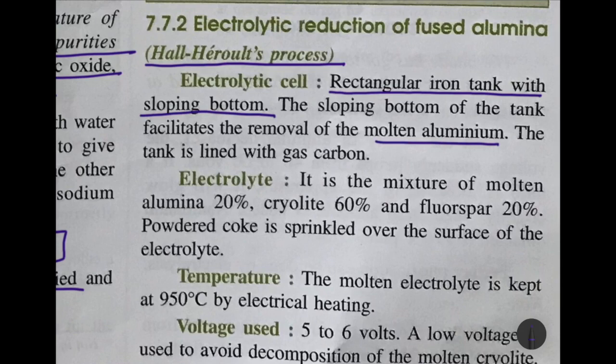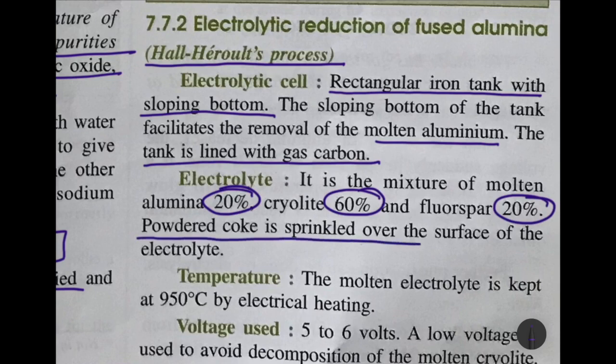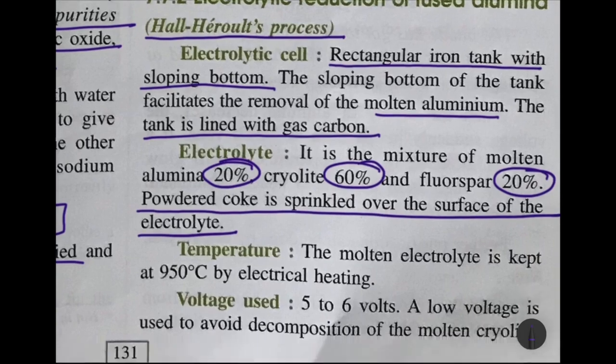That is why it is sloping, and the tank is lined with gas carbon. Now the electrolyte used, I already told you: molten alumina 20%, cryolite 60%, and fluorspar 20%. Then powdered coke was also sprinkled over the surface of the electrolyte. Why? I will tell you later on.